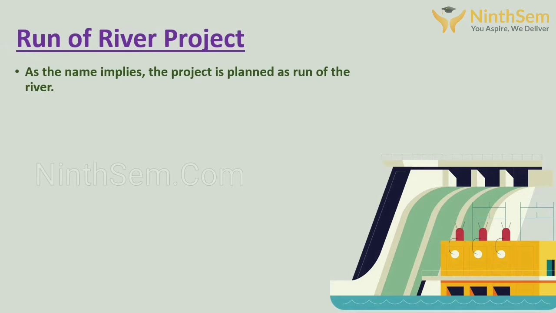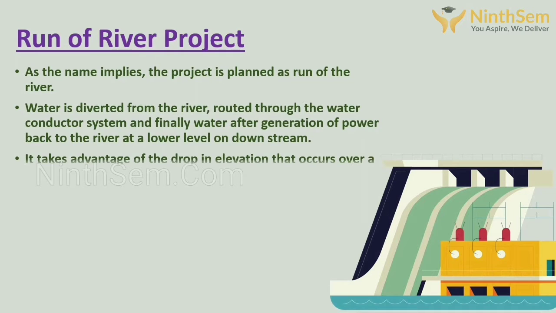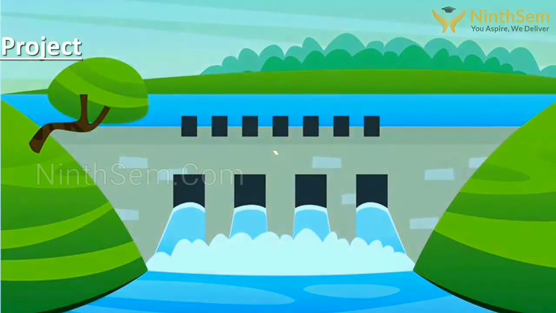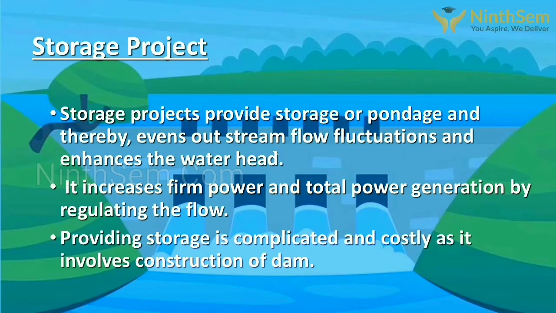Run-off river project is where the water is being diverted from the river through a proper channel, where water is being moved through the canal for either irrigation or power generation at the other end of the system. Canal power projects are also run-off river projects. In the storage project, water is being stored out of the stream flow fluctuation to enhance the water head. It increases power and total power generation by regulating the flow.